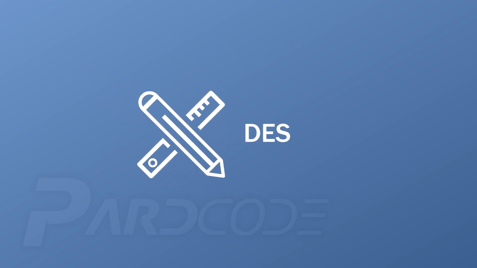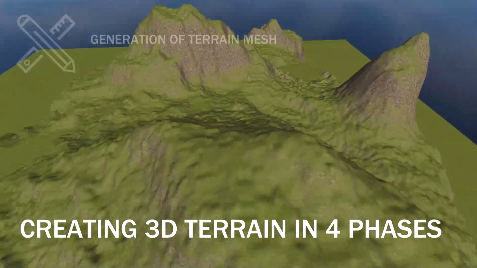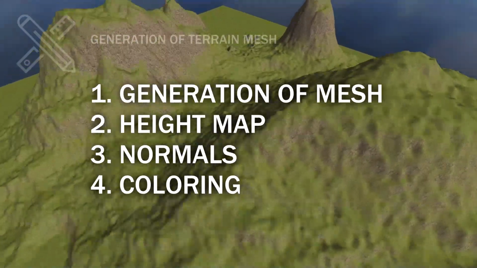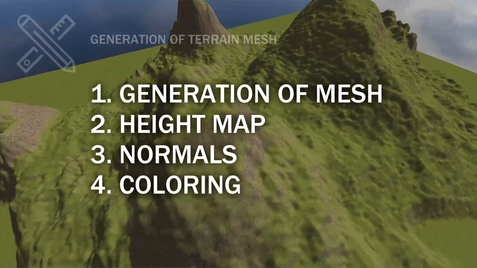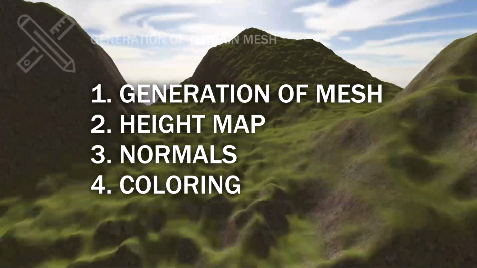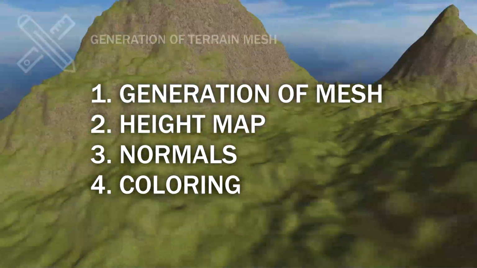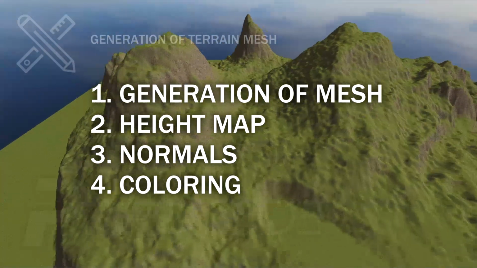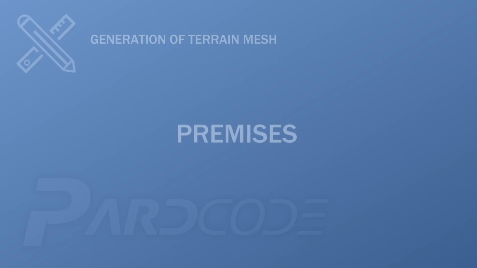Now we can start the design part. In order to create our 3D terrain, we have to face four main phases: the generation of the terrain mesh, the rendering of the 3D surface of the terrain through the vertex shader and the height map, the computing of normals through the height map, and in the end, the coloring of the surface of our terrain. Before we start with the first phase though, let's make some premises.